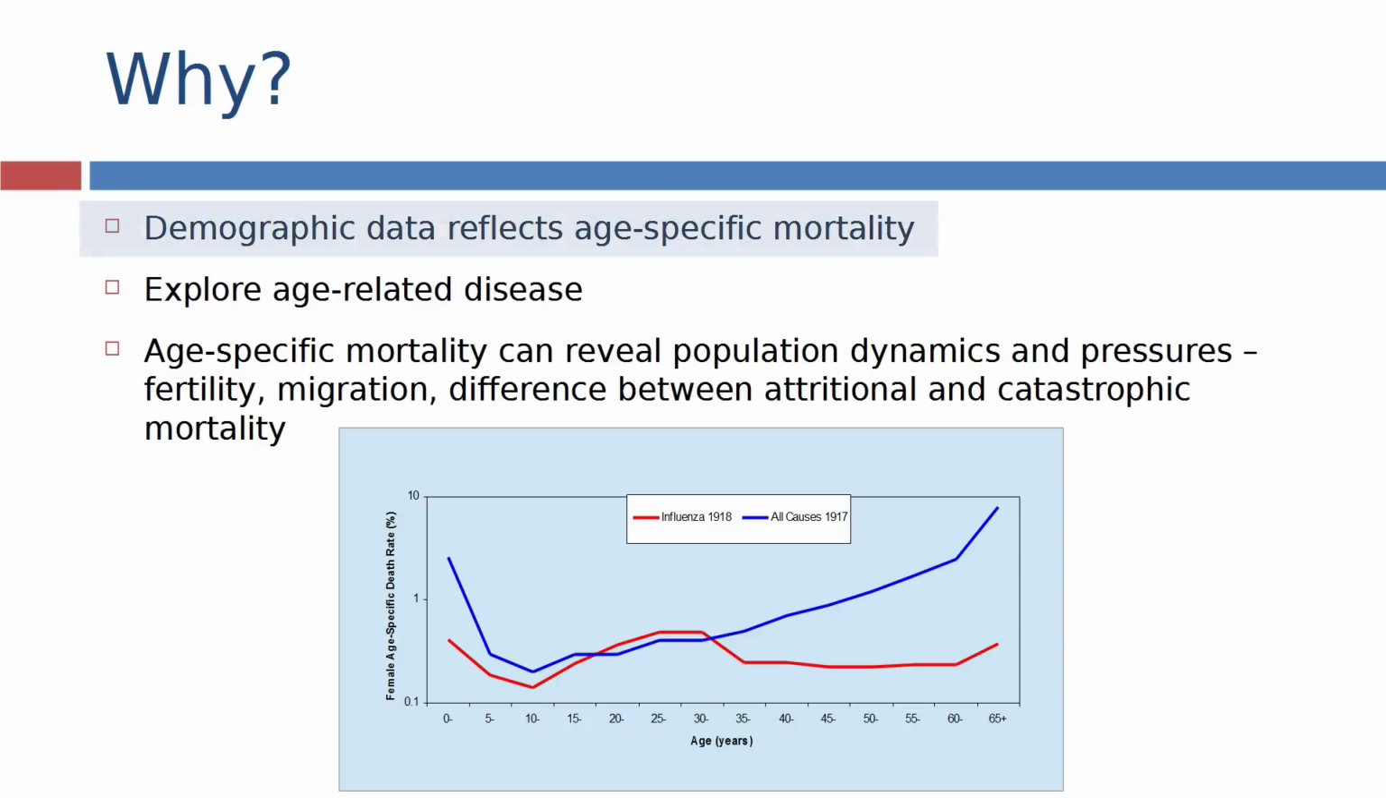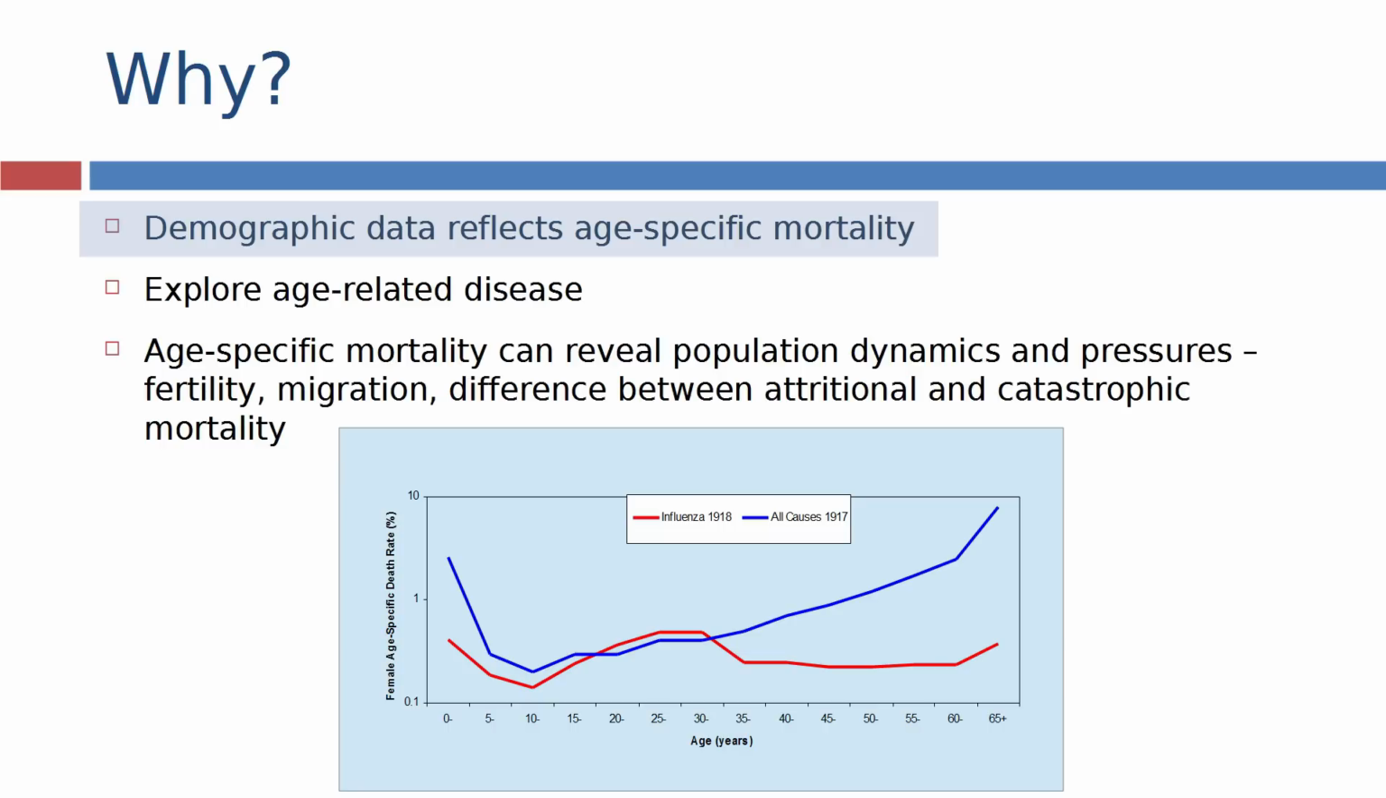So why determine age at death? Well, demographic data, this pattern of age at death within a population, reflects something called age-specific mortality. It reflects the risk of dying at various stages of the life course. This in itself can be incredibly interesting. It tells us about population structure, it tells us about patterns of fertility, it tells us about patterns of mortality in the past.